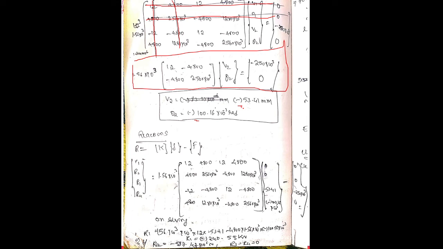The negative sign indicates V2 acting downward and theta 2 acting in a clockwise direction. Understood why the negative sign?